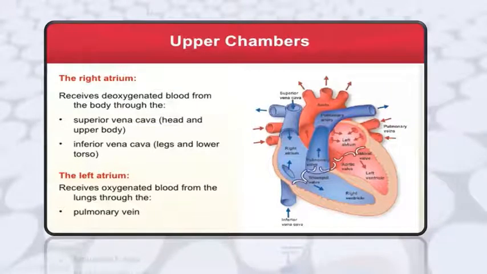Now, the upper chambers. This is the right atrium. It receives deoxygenated blood from the body through the vena cava. There are two vena cava: this is the superior vena cava and this is the inferior vena cava. Blood from the lower part of the body, from the legs, enters through the inferior vena cava into the right atrium. Blood from the upper body and head enters through the superior vena cava.